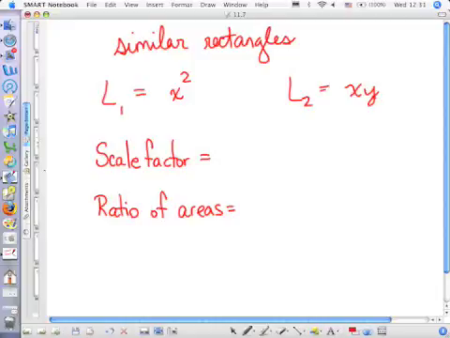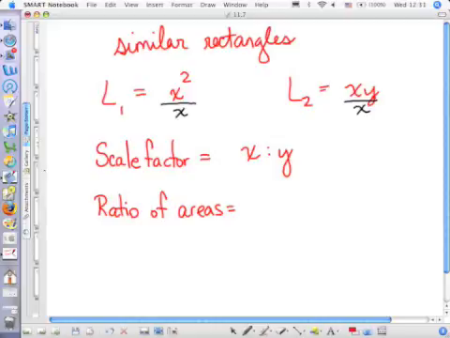We can find a scale factor by comparing length to length. But scale factors are written in lowest terms. Can x squared and xy both be divided by something? They can both be divided by x, which gives me a scale factor of x to y. X squared divided by x is x, and xy divided by x is y.